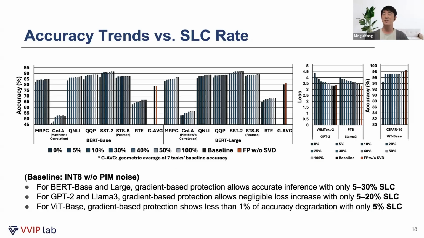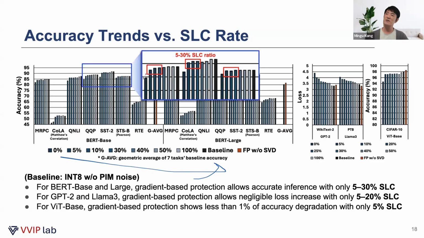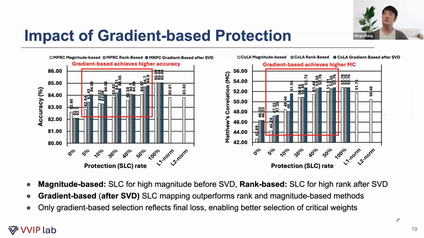And now we analyze the accuracy by sweeping the proportion of the SLC amount. So if you zoom in, as you can see, if we don't have SLC at all, accuracy is degraded. But if you increase the SLC, as you can see, accuracy is recovered. So for the BERT case, in most cases with 5% SLC, we can recover most of the accuracy. But for GPT-2 or Llama 3, we could achieve accuracy with 5 or 20% SLC. For the Vision Transformer, only 5% was sufficient to recover most of the accuracy.